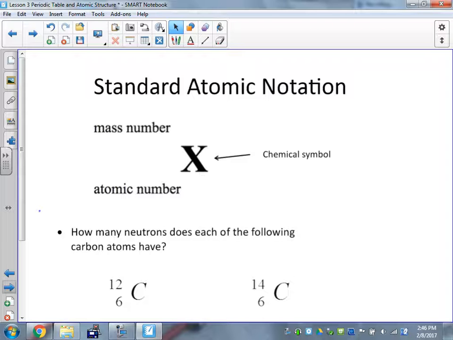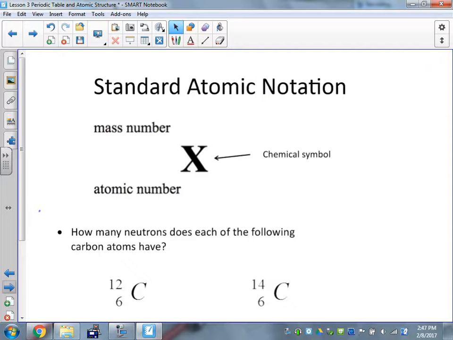Six, that's what makes carbon carbon. As soon as you move to 7 protons, now you have nitrogen. Every carbon atom will have 6 protons. That's guaranteed. In a neutral atom, we'd also have 6 electrons. What can change in an atom is the number of neutrons, though, and that is called an isotope.